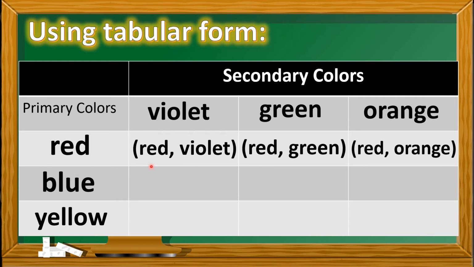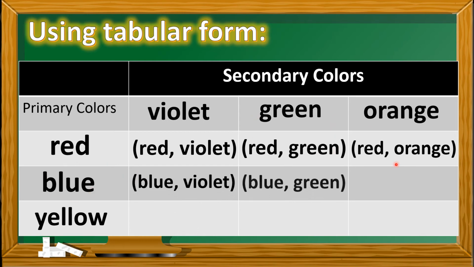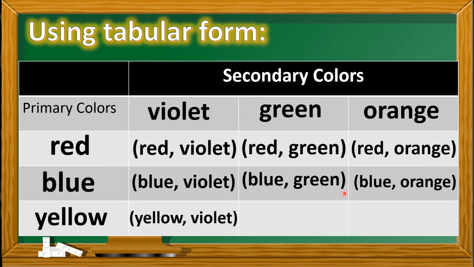Next row, we have blue, then violet. So blue, violet. Blue and then green. Blue and then orange. Next, third row, we have yellow and violet. Yellow and green. Then yellow and orange. So how many possible outcomes do we have?